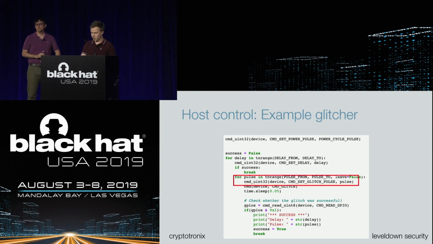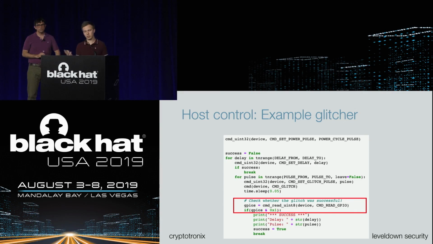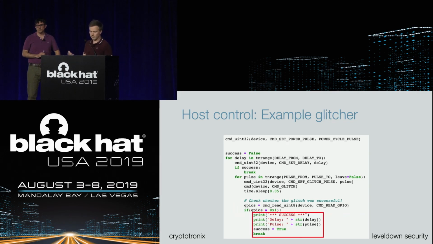And then you basically just send a glitch command to the board. You wait a couple of minutes. And then, for example, in this case, we just check the status of the GPIOs, whether our success pin went high. And if it did, we print a nice success message, and that's it. So how does this look in action?